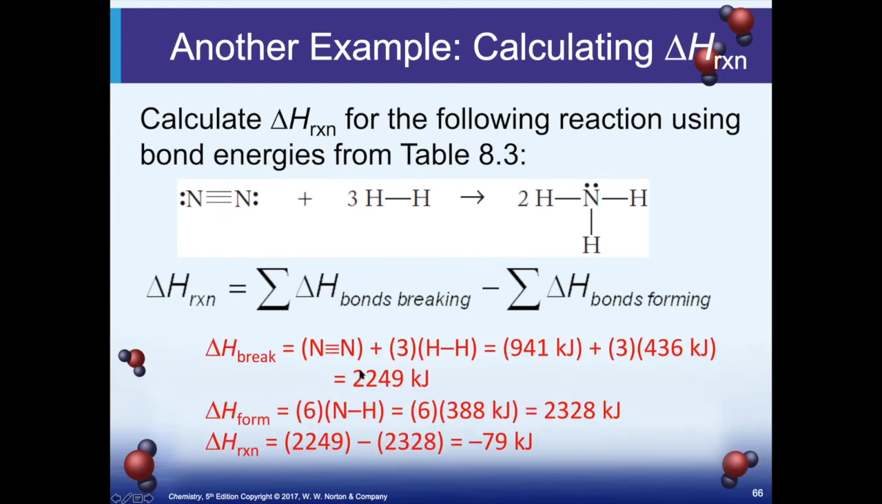Okay, so if you do that, I kind of did it in 2 steps here. The nitrogen-nitrogen triple bond and the 3 hydrogen-hydrogen single bonds have those values, 941 and 436, and so that adds up to 2249 kilojoules. Okay, and then I'm going to subtract from that the sum of the delta H of the bonds that we're forming. So there were 6 nitrogen-hydrogen single bonds, so 6 times 388 kilojoules, so that's 2328. And so the 2249 minus the 2328 gives you an overall estimate delta H of the reaction of negative 79 kilojoules.